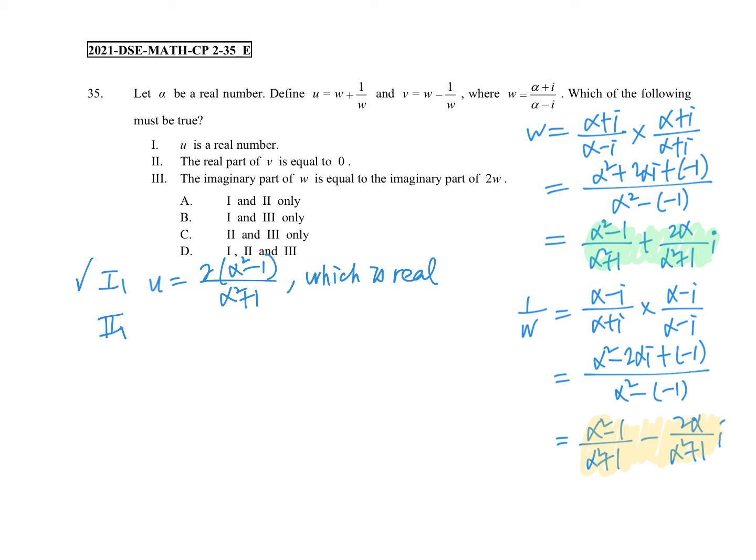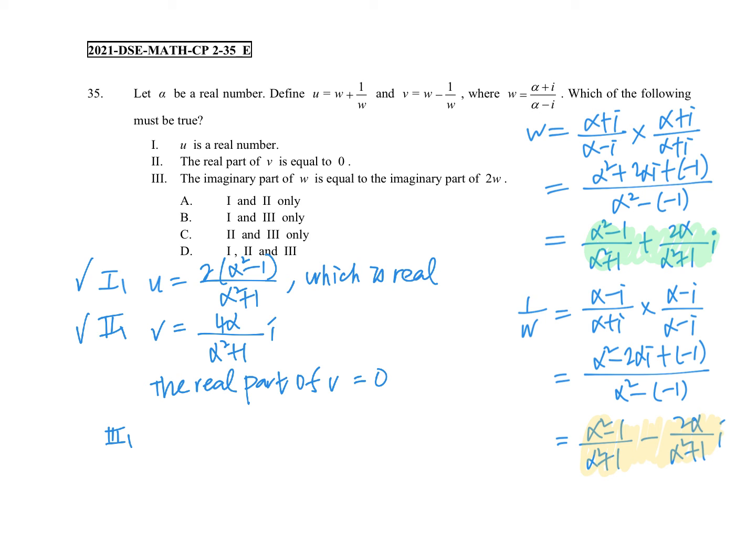Statement 2: the real part of V is equal to 0. First of all, V will be the difference between the green expressions and the yellow expressions, so in that case the real part will be cancelled. The remaining will be 4 alpha over alpha squared plus 1 i. V just contains the imaginary part, so the real part of V will be 0. That's why statement 2 is also correct.